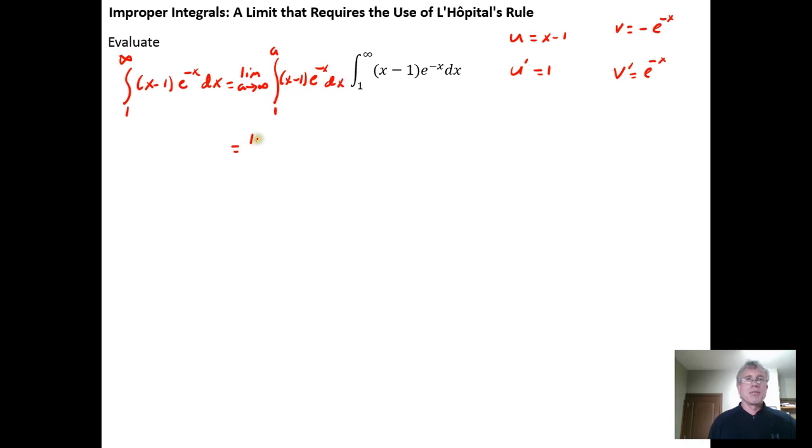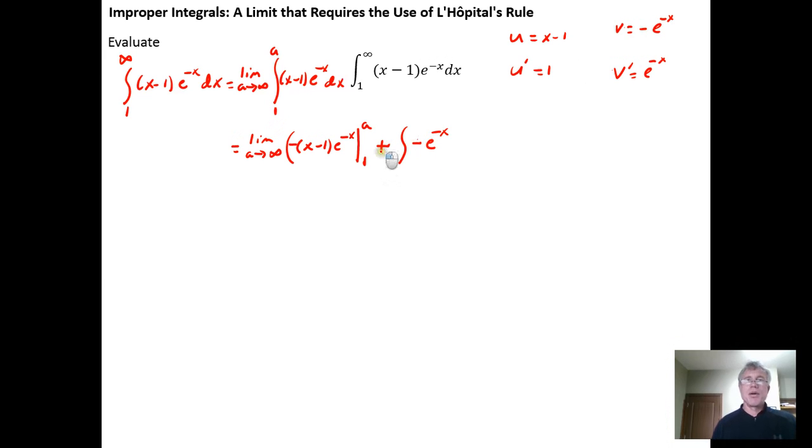So I'm going to get the limit as a goes to infinity times, so integration by parts says take u times v, so we get x minus 1 times the opposite of e to the opposite of x. So there's a negative out front, and this part's already then been integrated, so we're running this from 1 to a, and then integration by parts says u times v minus the integral of u prime v. So we get 1 times the opposite of e to the opposite of x.